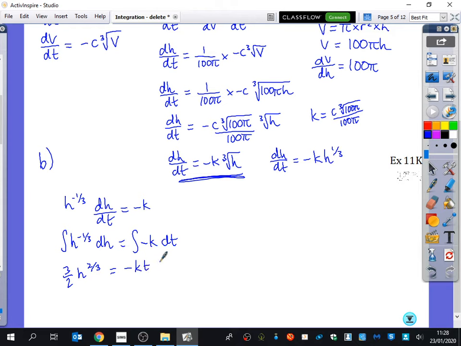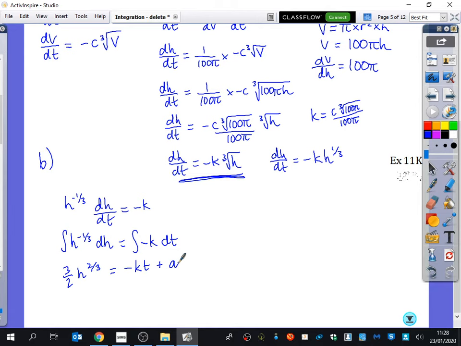Minus kt. Now, we already used C earlier. Alpha. We'll just do an A. Don't know why I've used A, but we've done it now.